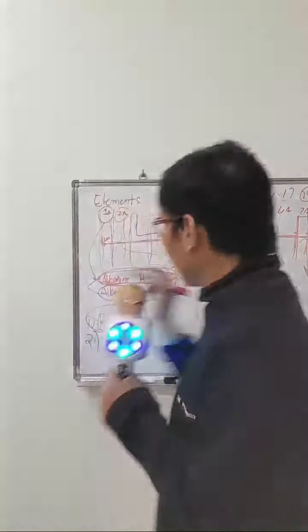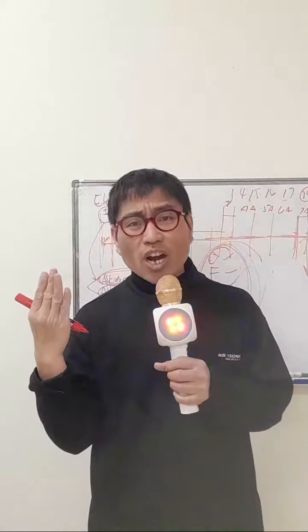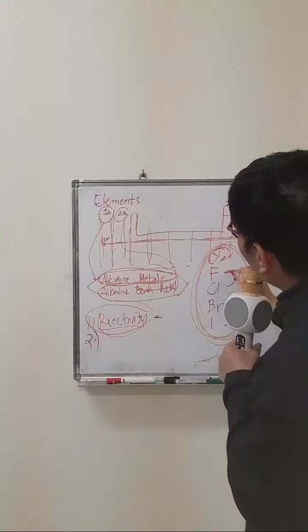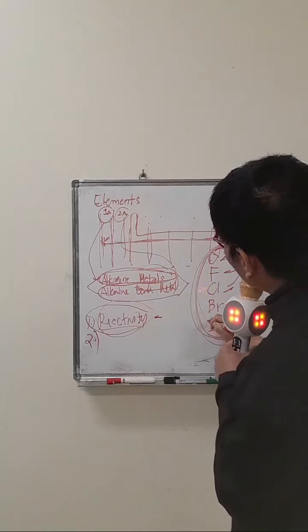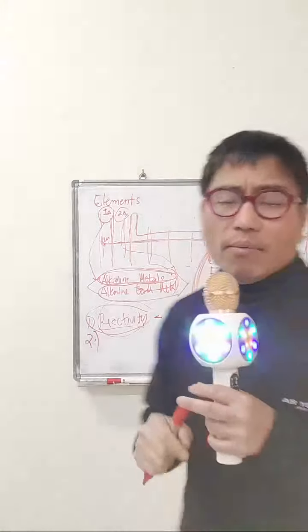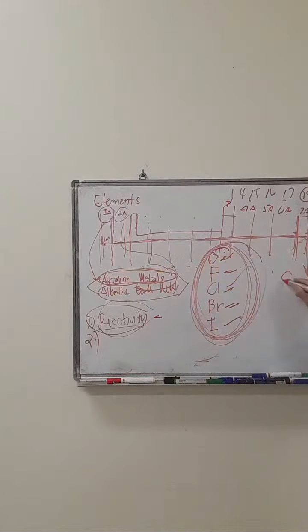Ferric chloride, ferrous chloride, cuprous chloride, like that. So the chloride reacts as a negatively charged ion. Okay? Like that. So, this O, F, Cl, Br, and iodine will exist as diatomic molecules in a chemical reaction. So, you will say O2, F2, Cl2, Br2, I2.